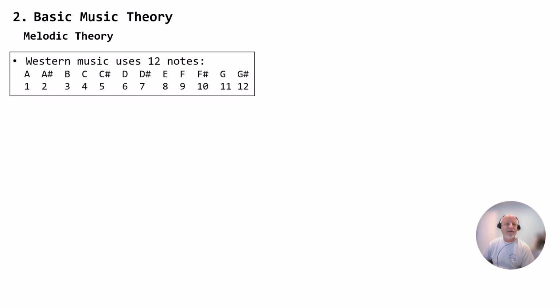Right, now let's go back to the melodic music theory. I'm going to cover some basics here. So Western music uses 12 notes. This goes all the way back to Beethoven and Mozart and Vivaldi and even before that, 12 notes.